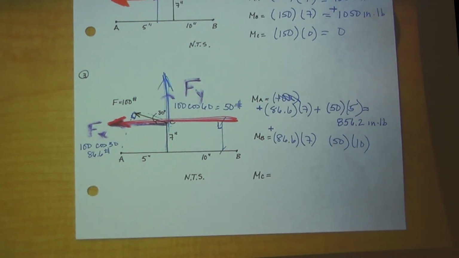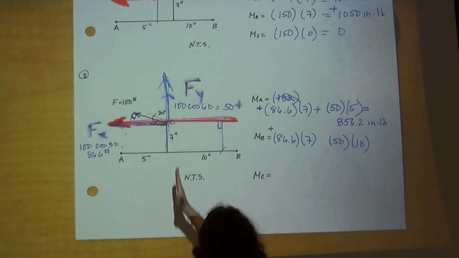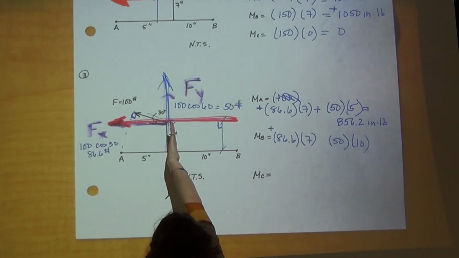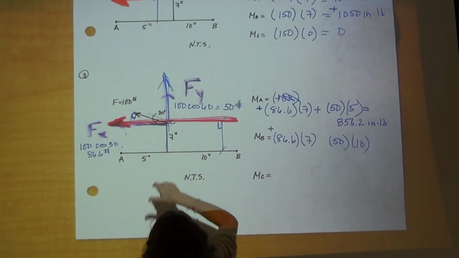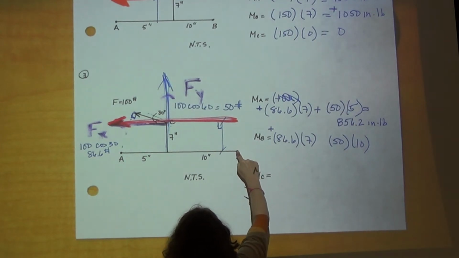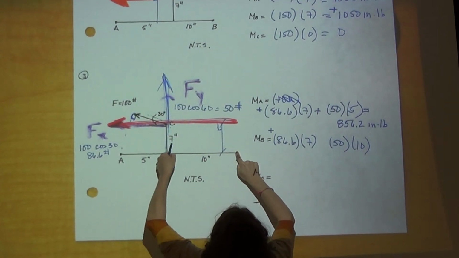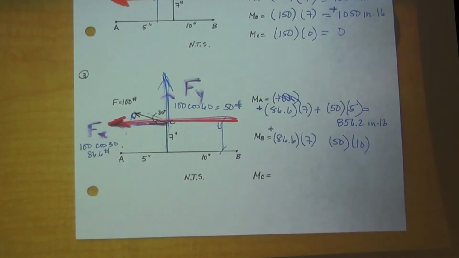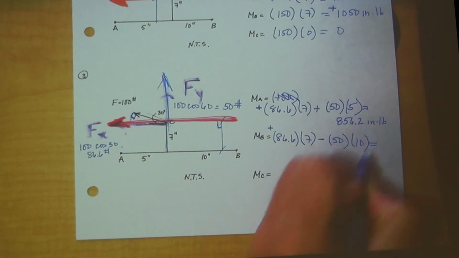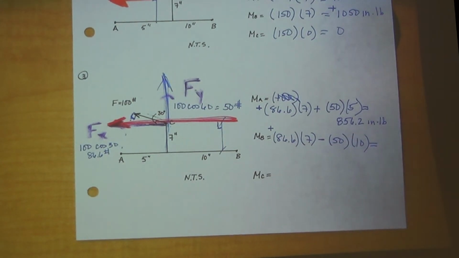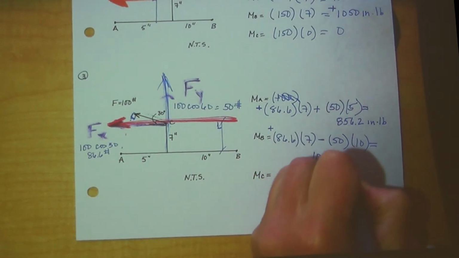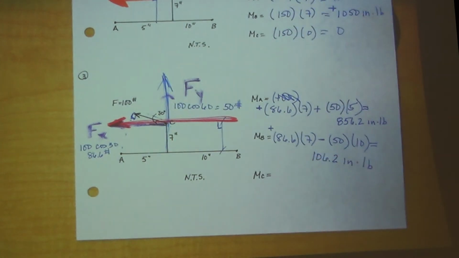So let's do that one again. Fingers go in the direction of force. Palm has to go towards point B. So I'm getting a negative. And doesn't it make sense, if my pin is here and my force is being pulled up that way, it's going to spin clockwise, which is negative. So this is a negative. And what does that turn out to be? 106.2. 106.2 inch-pounds, and it's positive.